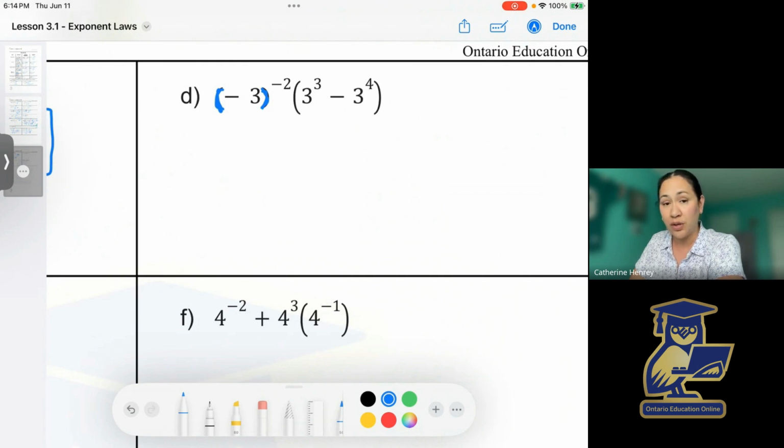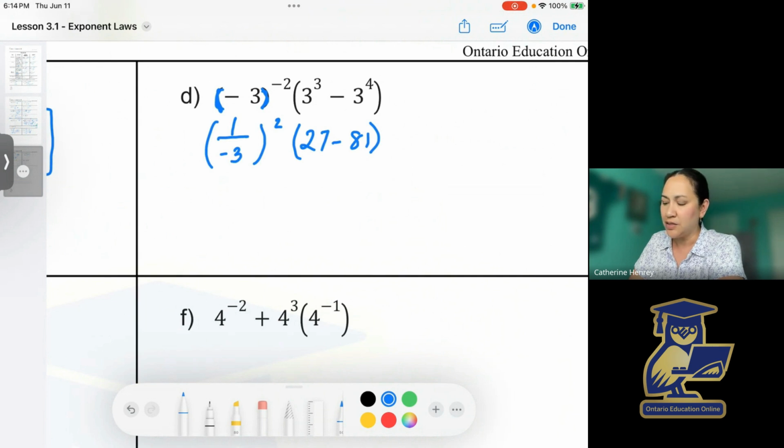But then, yes, that brings up that our exponent is negative. And so to make it positive, I have to take the reciprocal of negative 3. And that's going to be 1 over negative 3. And then we're going to raise that to the power of 2. Because we just changed the exponent, we took the reciprocal. We're going to multiply that by 3 to the power of 3, which is 27. And then minus 3 to the power of 4, which is 81.